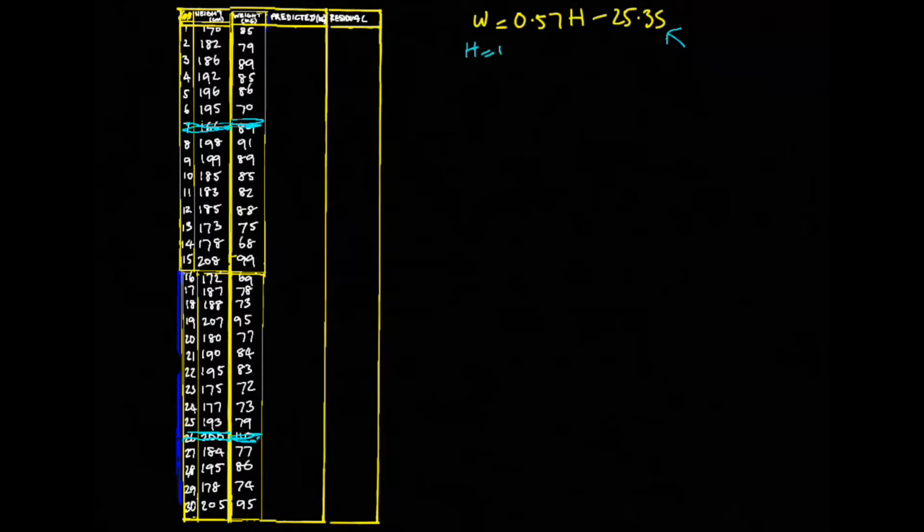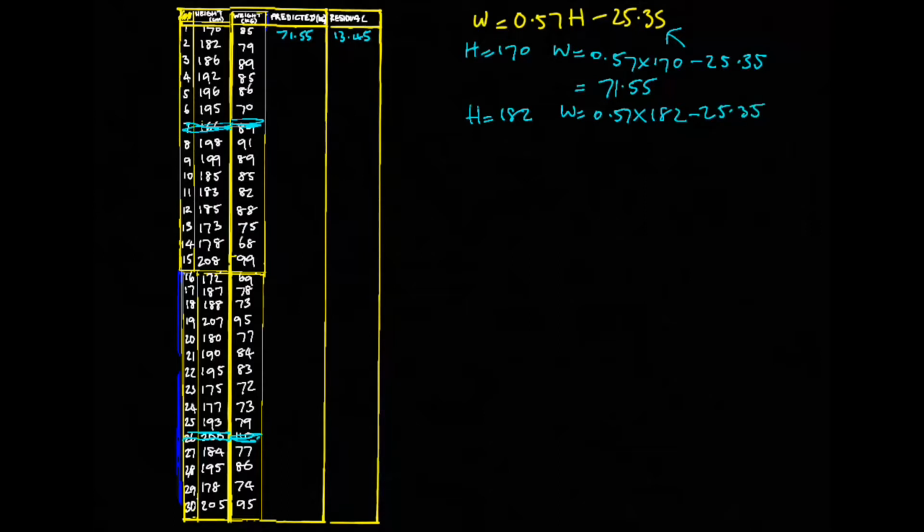For h equals 170, w equals 0.57 times 170 minus 25.35 equals 71.55. So that goes in here, and the residual is 13.45. Let's do the next one. H equals 182. W equals 0.57 times 182 minus 25.35 equals 78.39. And the residual is 79 minus 78.39, which is 0.61.